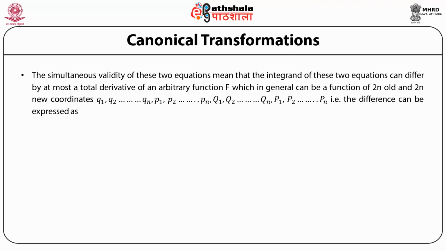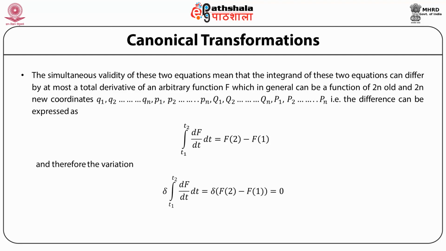The difference of these two equations can be expressed as the integral from t1 to t2 of the total derivative dF by dt, integrated over dt, which is the difference of this function at the two extreme values. And therefore the variation delta of F2 minus F1 must be equal to 0, because the variations vanish at the endpoints.